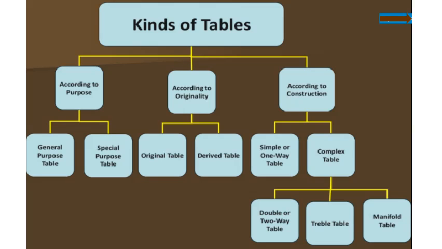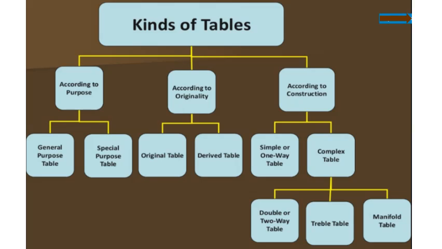When we talk about a general purpose table, it is that table which is of general use. Like when we talk about the census of India, the information presented in a table is of general use, not for a specific use, so that table will be called a general purpose table. So the census of India and the information presented in table form by it is the best example of a general purpose table.